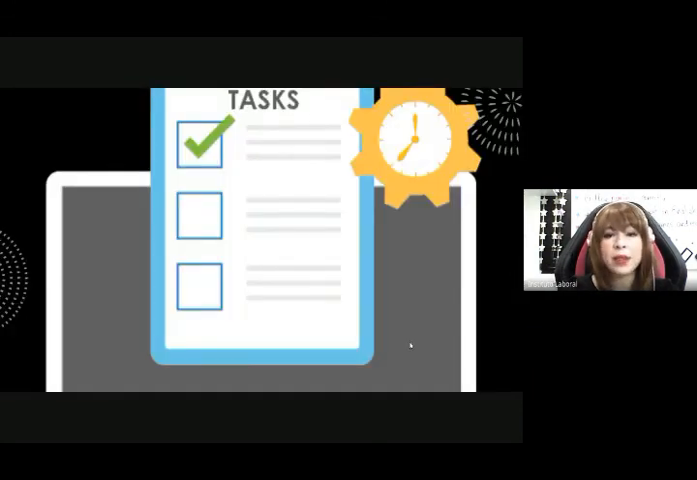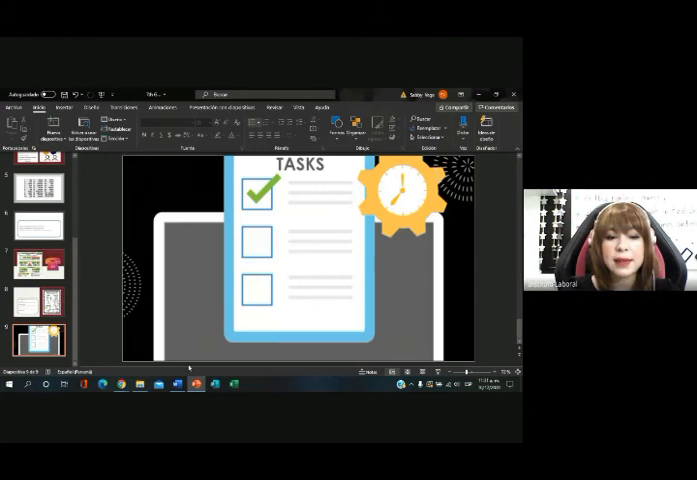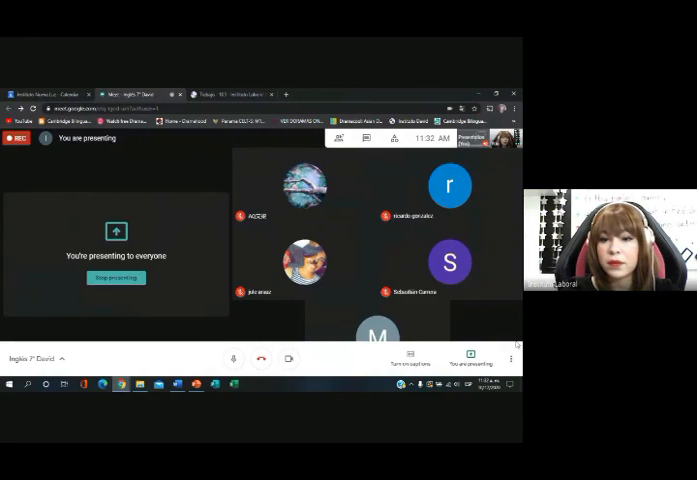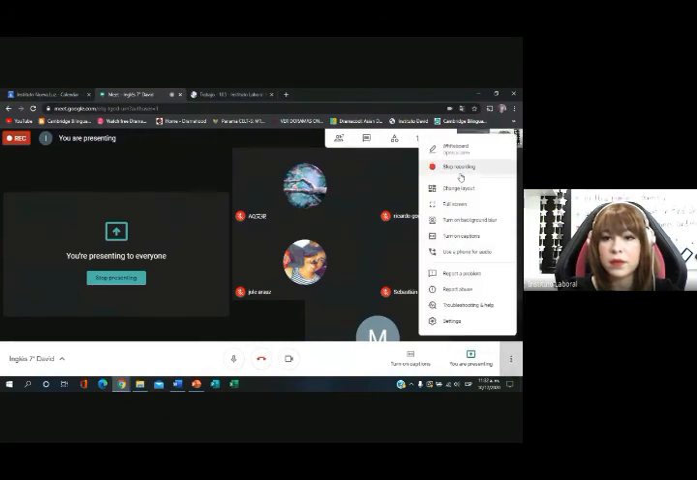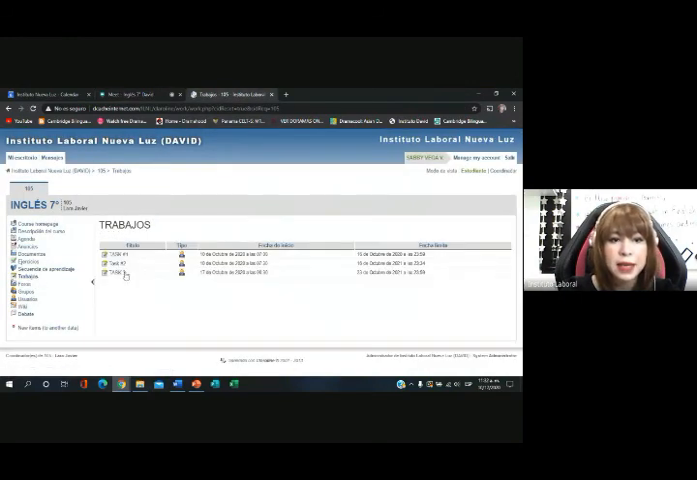Let's talk about the task. You have some tasks to do. So let's explain that task. Okay, here in a platform, you have some tasks. You have task 1, task 2, and task 3 available for you.